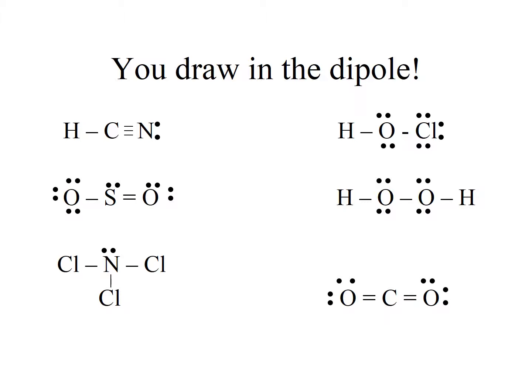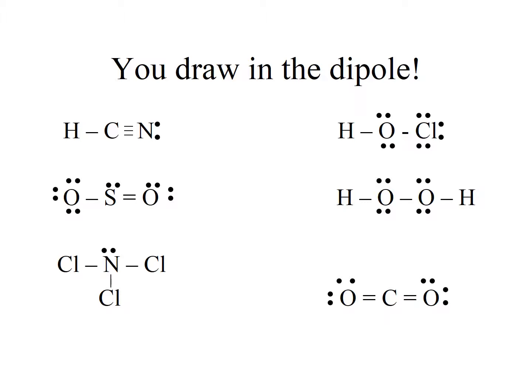If we go down here to the sulfur dioxide molecule, you will find a del negative on either oxygen and a del positive on the sulfur. Nitrogen and chlorine actually have the same electronegativity, so this bond is nonpolar covalent.